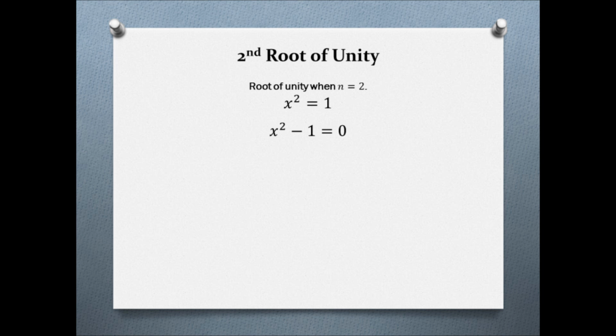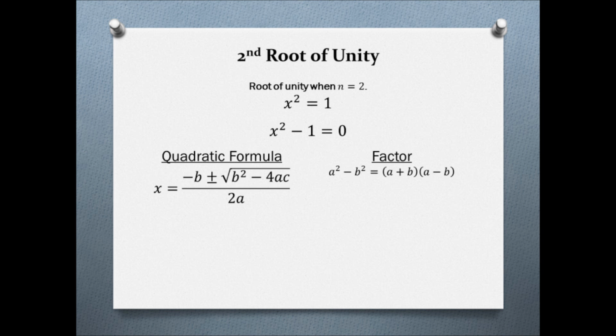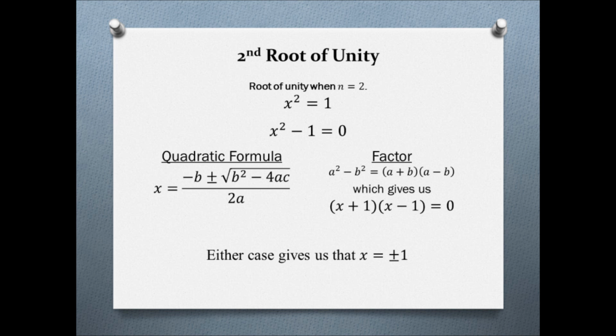Now, notice we have a quadratic at this point, so we have two options. We can either use the quadratic formula, which will give us all our solutions, or we can factor this using our identity that a squared minus b squared equals quantity a plus b times quantity a minus b. So using that, we get that x plus 1 times x minus 1 equals 0, and then applying the zero product property, we just have to find out when x plus 1 is 0 and x minus 1 is 0. Either case, we get that x has to be plus or minus 1. And those are our only solutions.